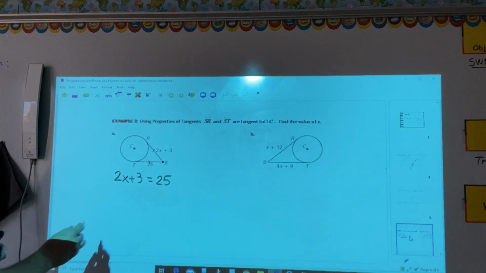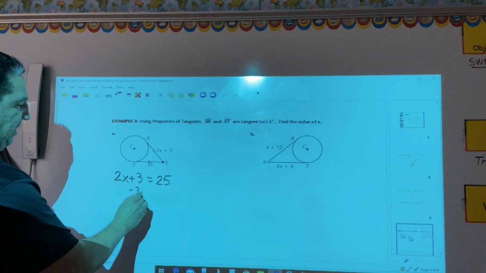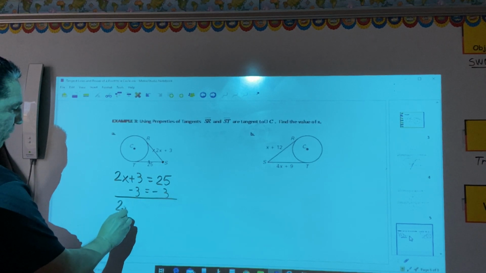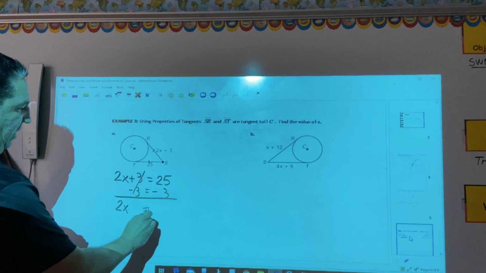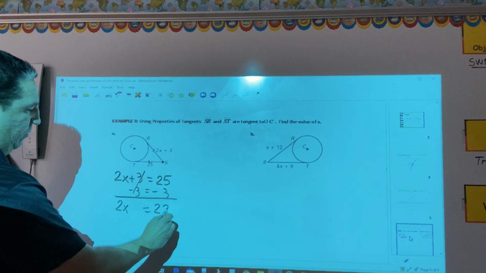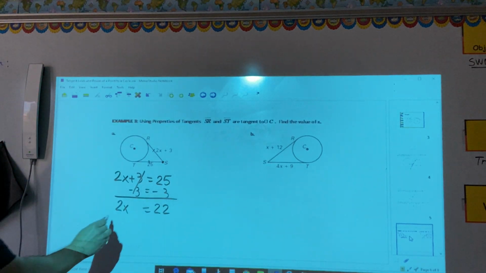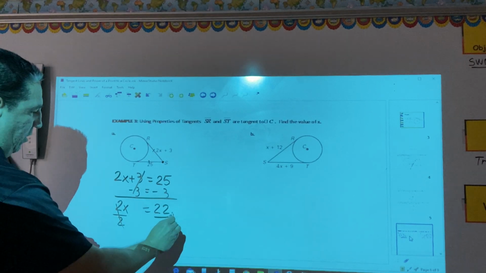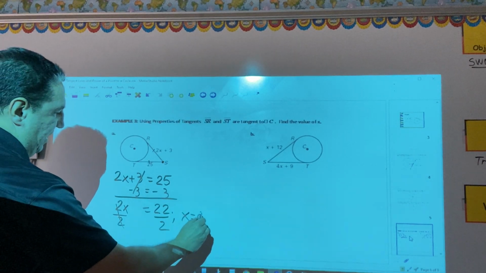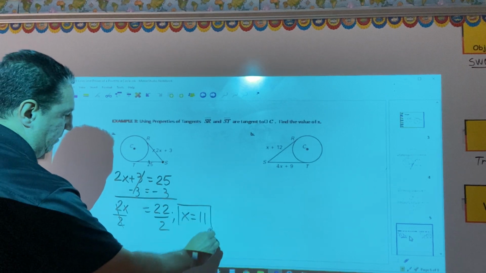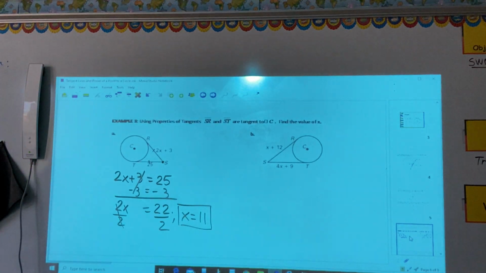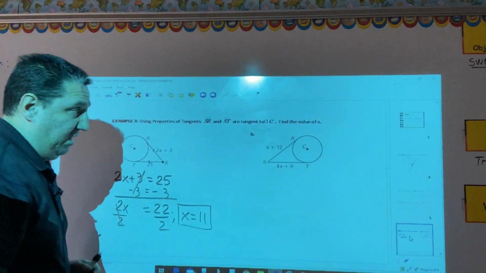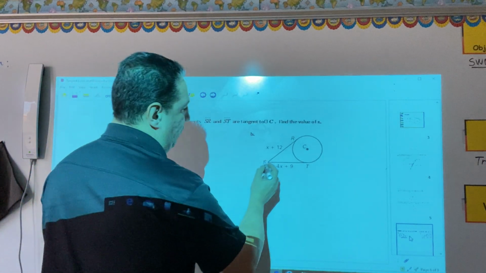Then we subtract 3 on both sides. We get 2x equals 22. Then we divide by 2 to get x, and we get x equals 11.